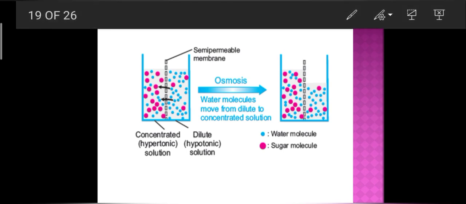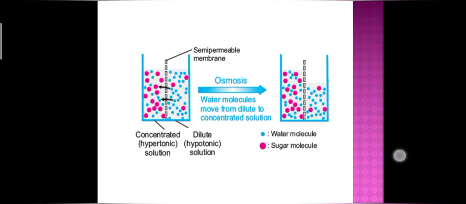So in this diagram we can see that this is showing the process of osmosis. Water molecules are moving from dilute solution to a concentrated solution. Here is a concentrated solution and here is the dilute solution. A dilute solution is a hypotonic solution and a concentrated solution is a hypertonic solution.